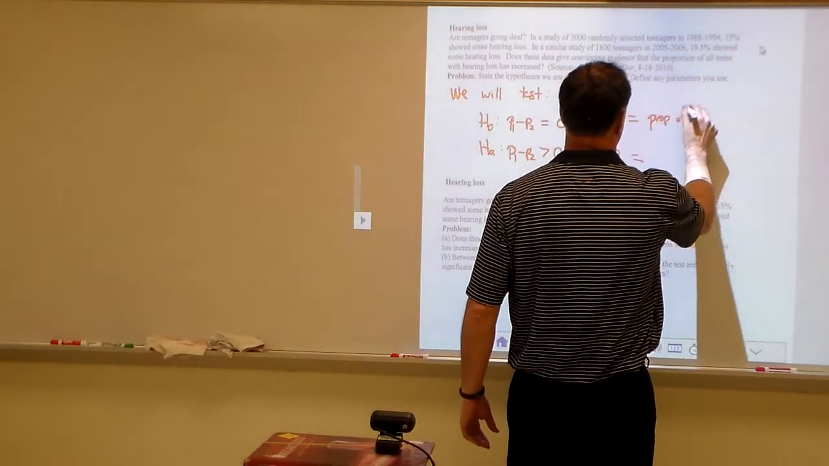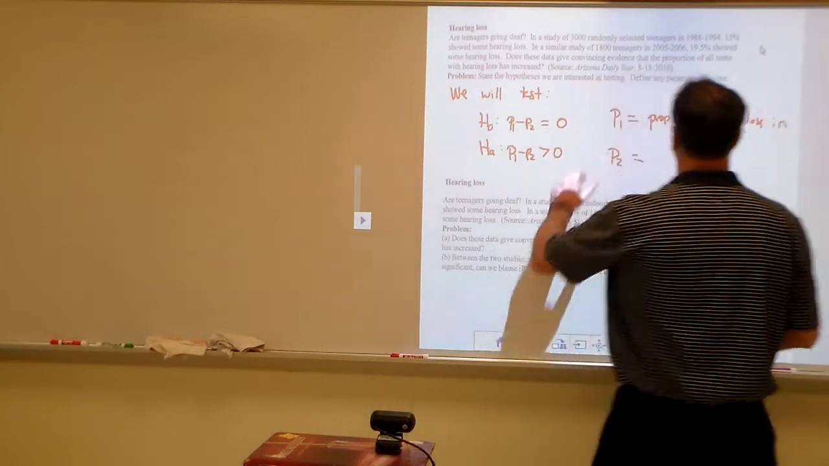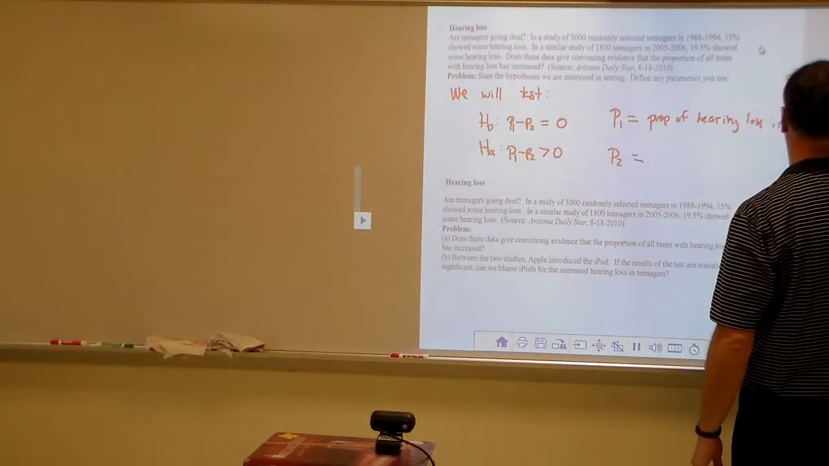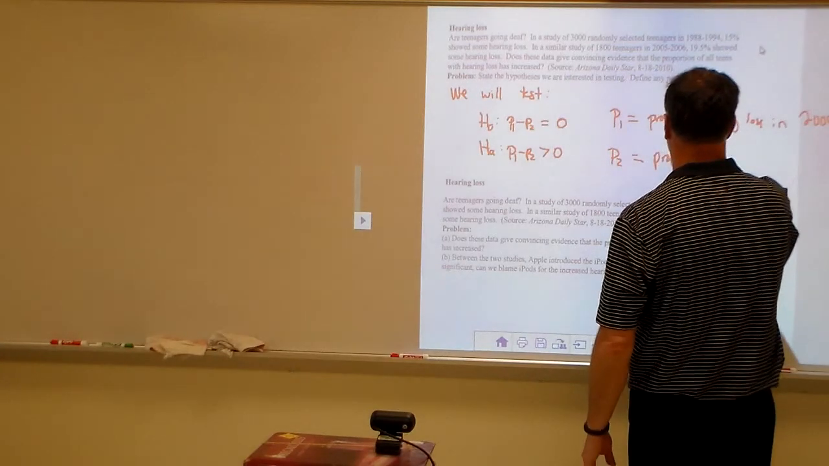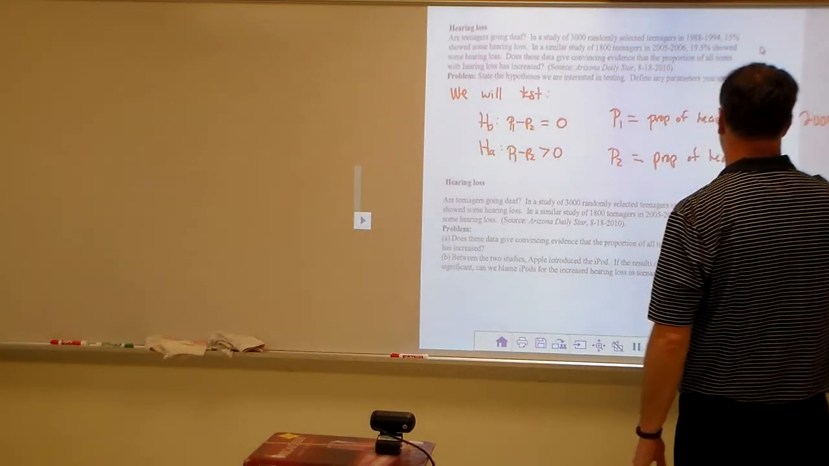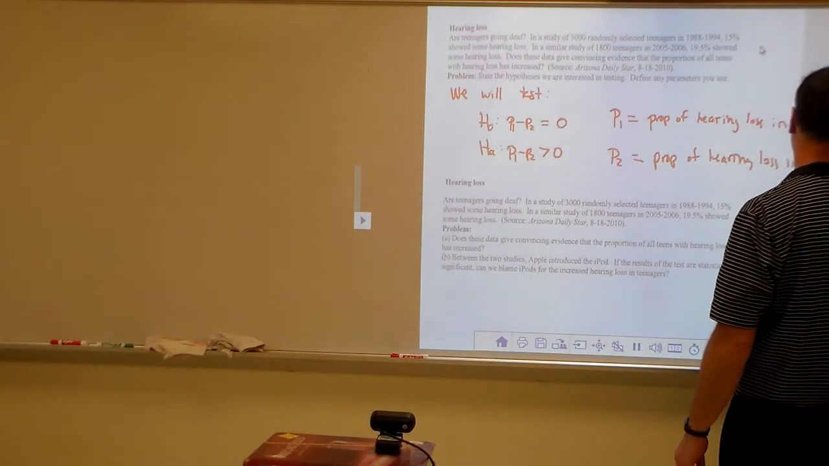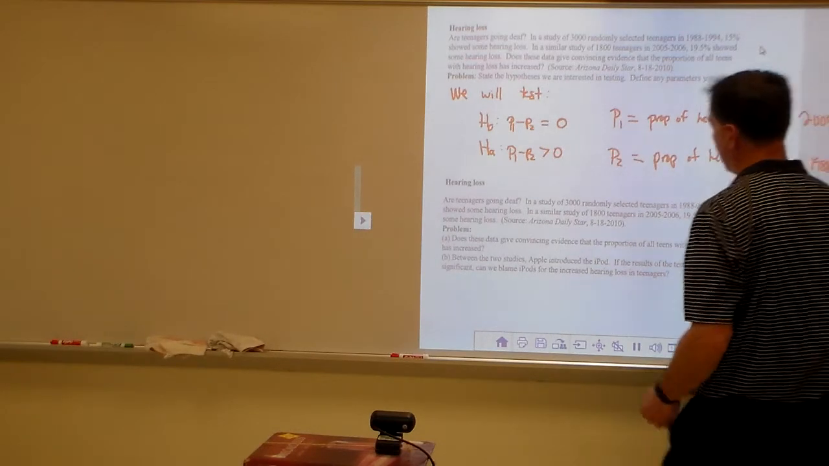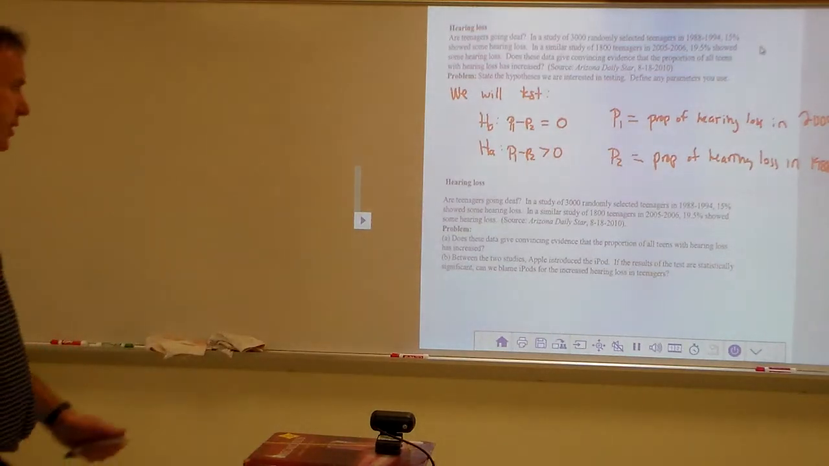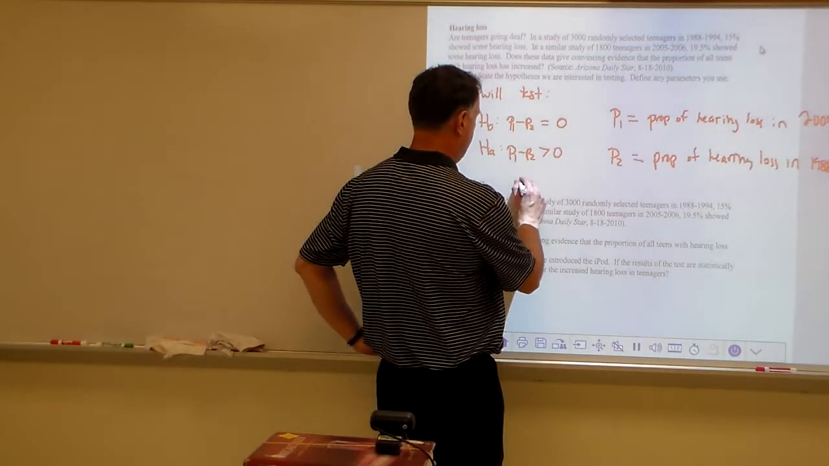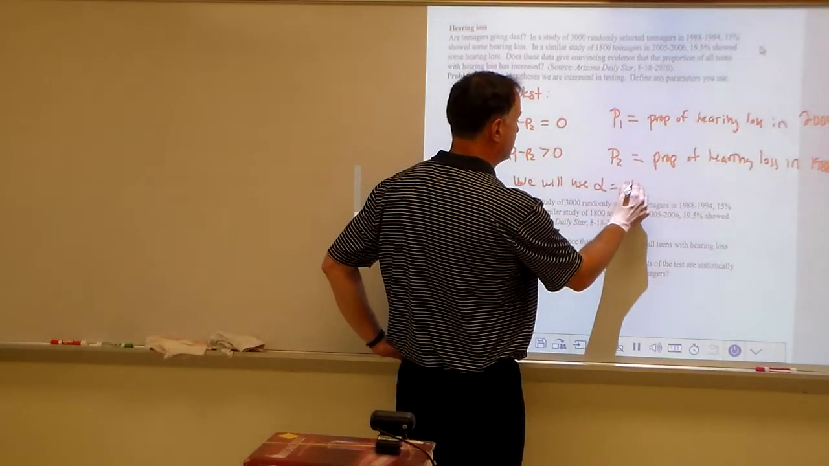So P1 is going to be the proportion of hearing loss in 2005 to 2006. And then P2 is the proportion of hearing loss in, what's the other years? 1988 to 1994. Okay? That is a really good state. And I'm going to say under here, we will use alpha equals 0.05.